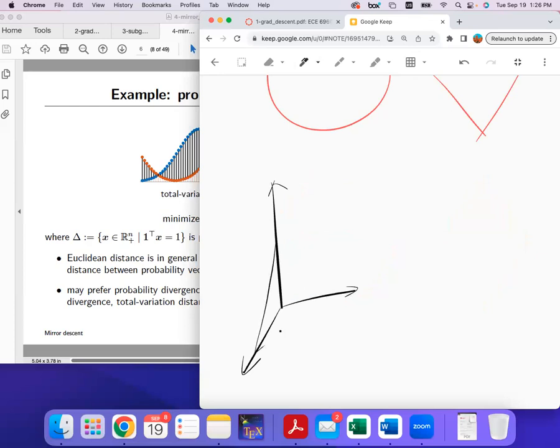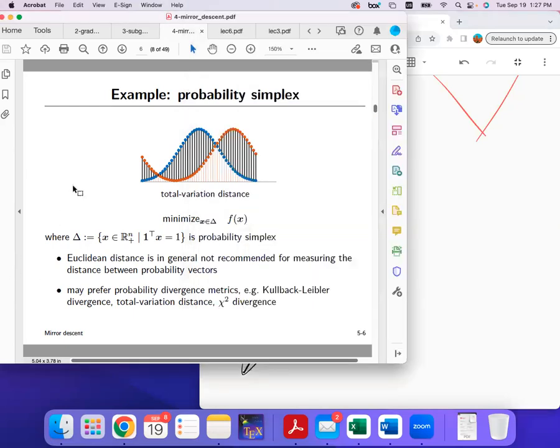In 3 dimensions, the simplex corresponds to this triangular surface. And projection onto the surface is highly non-trivial, because it depends on where the point is. If your point is here, then you are projecting onto this side, right? But if your point is here, you are projecting onto this side. And so the decision boundary is not very smooth. You have to do it very carefully. But this is only for 3 dimensions. If the distribution is over hundreds of dimensions, it's even more complicated.